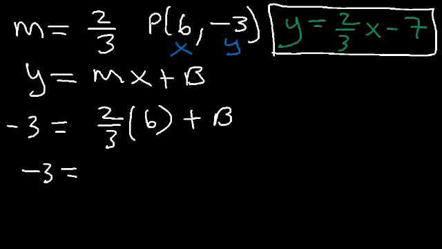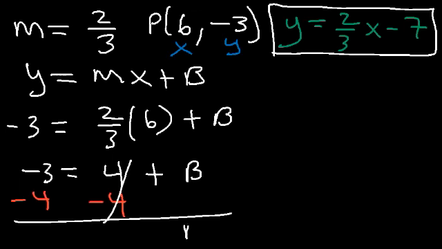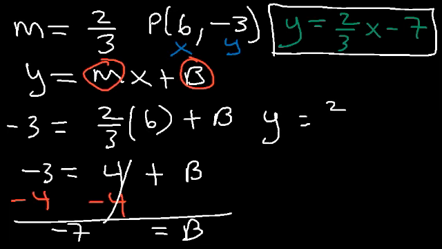So 2/3 times 6. 6 divided by 3 is 2. 2 times 2 is 4. And so this is what we have. So to solve for b, we need to subtract both sides by 4. So negative 3 minus 4 is negative 7. So we could see that m is 2/3, b is negative 7. So the equation is 2 over 3x minus 7, which is what we have above.